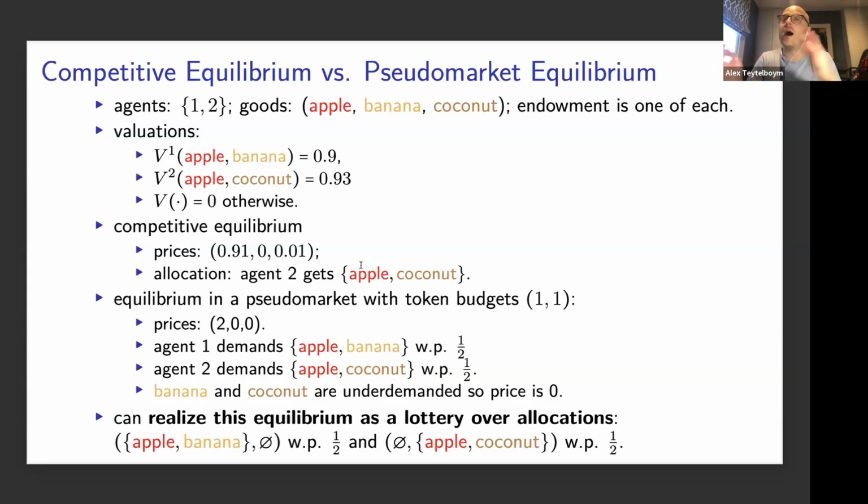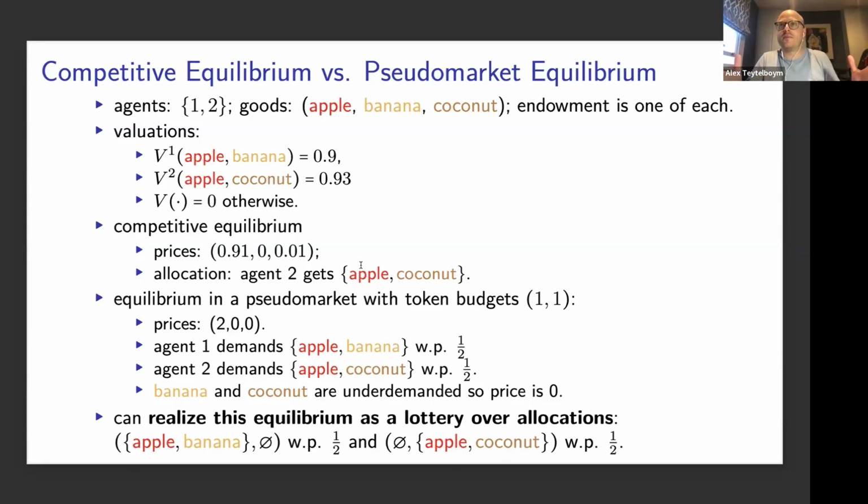Note, under this lottery, agents get exactly what they were demanding in what we will call later a random equilibrium, right? They're going to get exactly the same thing, not just the same lottery. Okay.